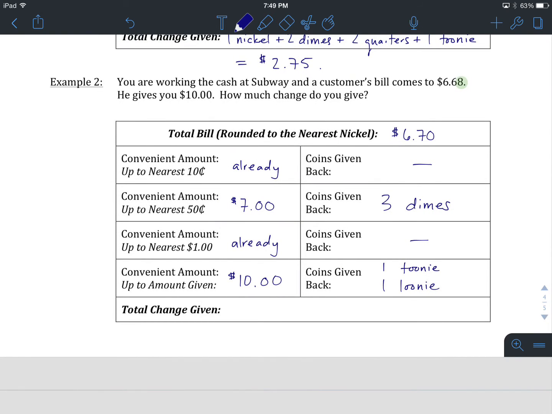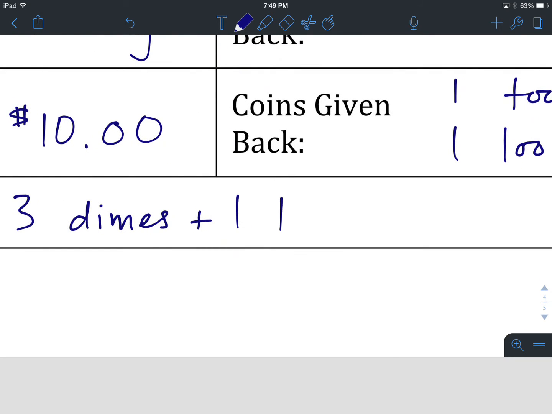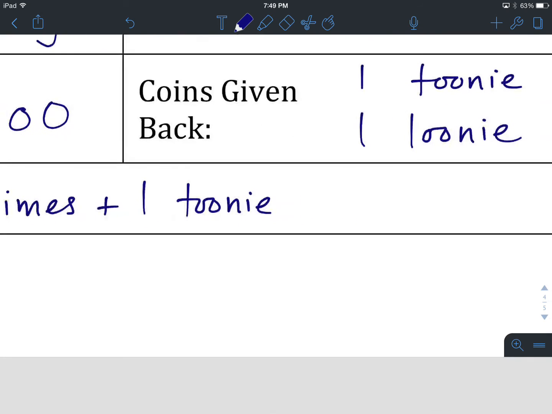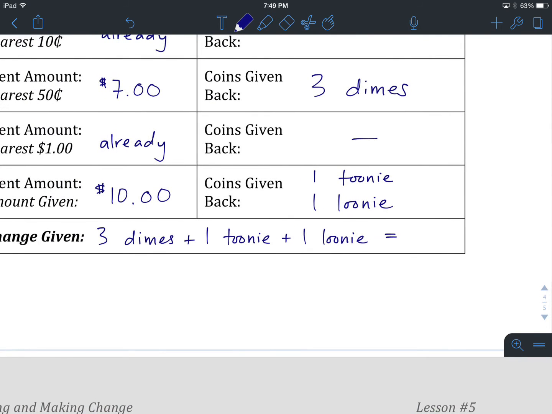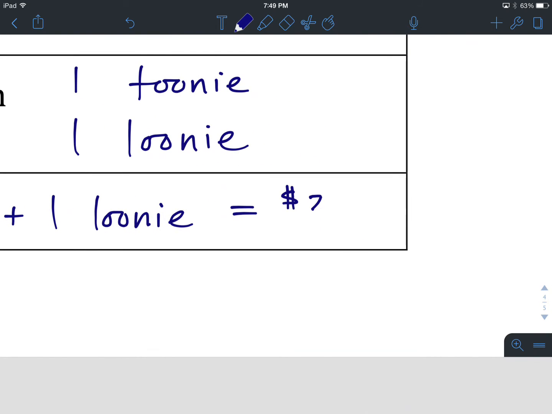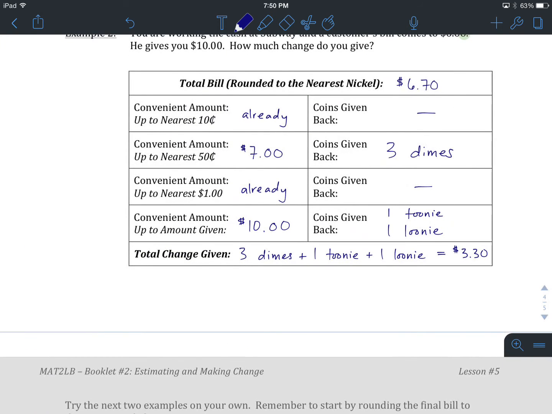So what I'd like you to do now is tally up exactly how much money and which coins we're giving back our customer. When you're done that, come on back and we'll see how you did. Okay, we are giving our customer 3 dimes plus 1 toonie plus 1 loonie. And when we add these up, 1 toonie, $2, another loonie is $3, and 3 dimes is 30 cents. So $3.30 is what we'll be giving to our customer.